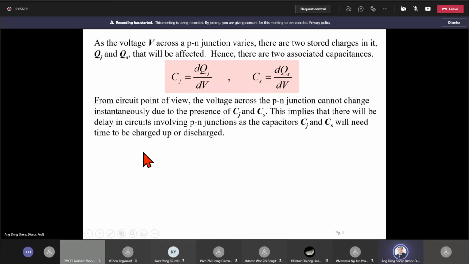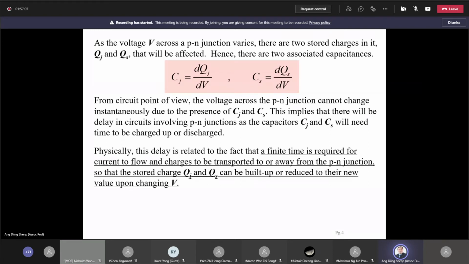Now, why are the capacitances important? Because, as I mentioned earlier, the voltage across the PN junction cannot change instantaneously. In other words, dV over dt, the rate of change of the voltage across the PN junction, cannot be infinite, because that will lead to a non-physical outcome where the displacement current is infinitely large, which is not possible. So because of the presence of these capacitances, the voltage across the PN junction cannot change instantaneously with respect to time. As a result, the capacitances will introduce delay in the switching response, or the transient response, of the PN junction, because time is needed to charge or discharge the capacitances in response to a change in the voltage applied across it.